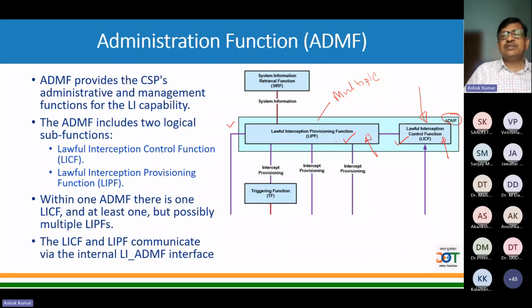There is an interface between LIPF and LICF that is called LI_ADMF. So this is the interface I'm talking about.